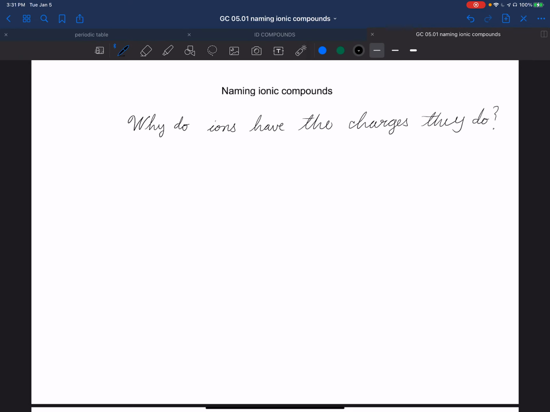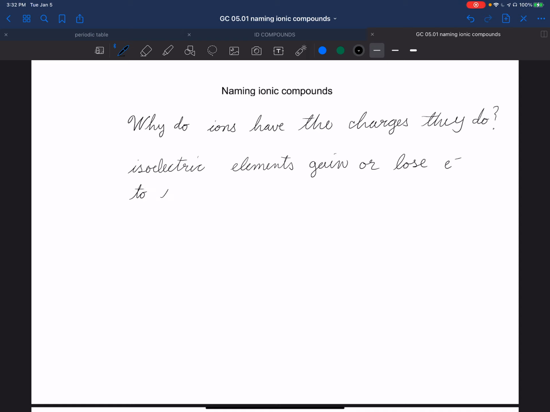So hopefully you remember this term isoelectric, which is same number of electrons. So atoms or elements gain or lose electrons to be isoelectric with noble gases. Okay?